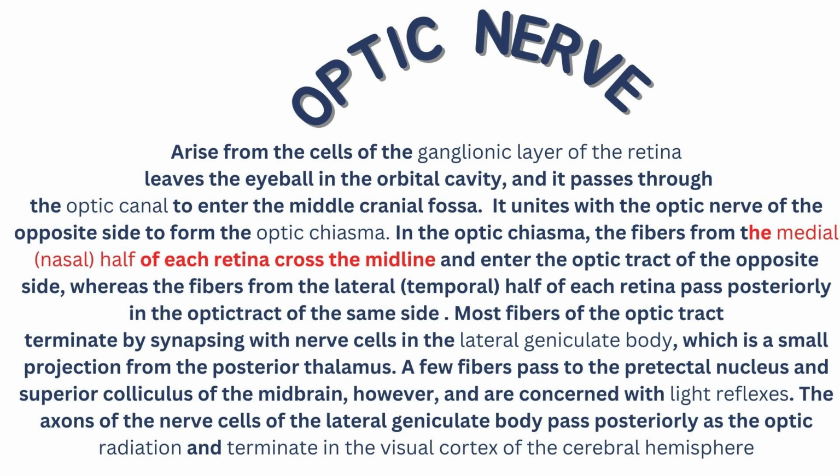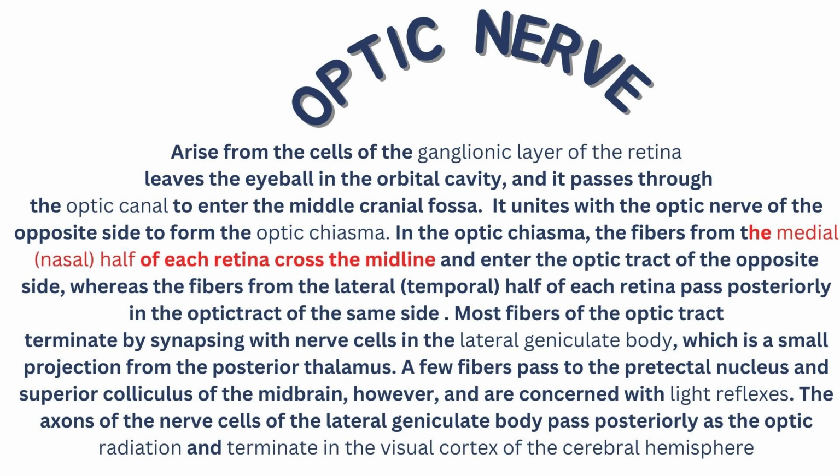The next is the optic nerve, which arises from the cells of the ganglionic layer of the retina and leaves the eyeball in the orbital cavity and passes through the optic canal to enter the middle cranial fossa. It unites with the optic nerve of the opposite side to form the optic chiasma.